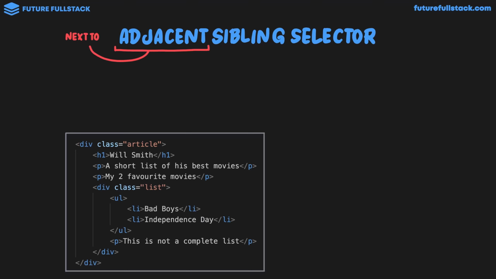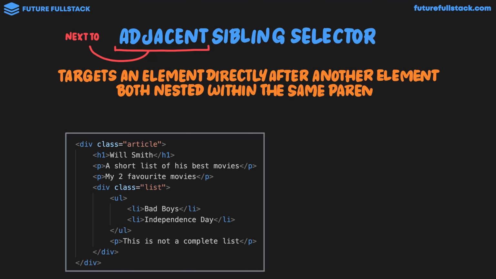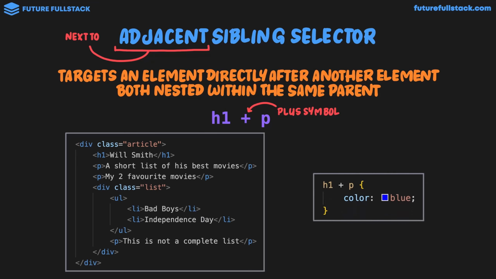The adjacent sibling selector targets an element directly after another element, both nested within the same parent. The syntax looks like this, where the parent and child are now separated by a plus symbol. Now, the sentence I read out before is a bit of a mouthful, so let's see what this actually means. Inside our CSS, we could have a rule like this, where we have 2 selectors separated by a plus. The first selector we call the preceding sibling, i.e. the sibling before. And the second selector we call the adjacent sibling, that is, the sibling next to. So I'm going to read out the sentence again. Targets an element directly after another element, both nested within the same parent.